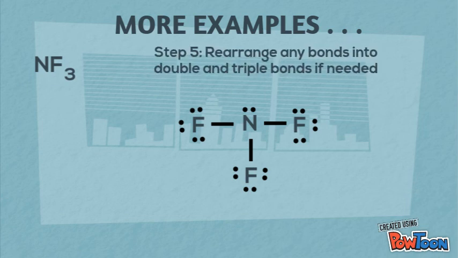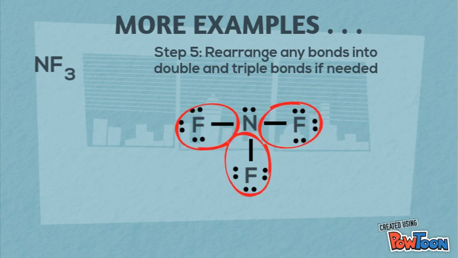Step number 5 is to rearrange any bonds into double and triple bonds if needed. Basically, we're going to circle all the fluorines and count them up. Each fluorine has 6 lone electrons and a single bond for a total of 8. And nitrogen has 3 single bonds for 6 and 2 lone electrons for 8. So it does not need them.